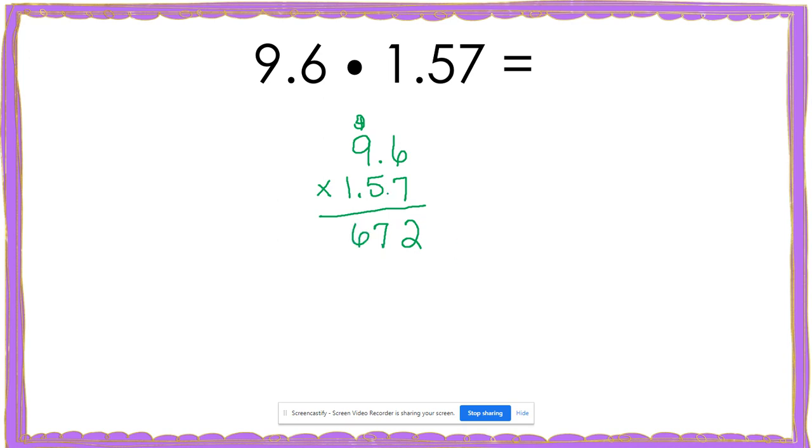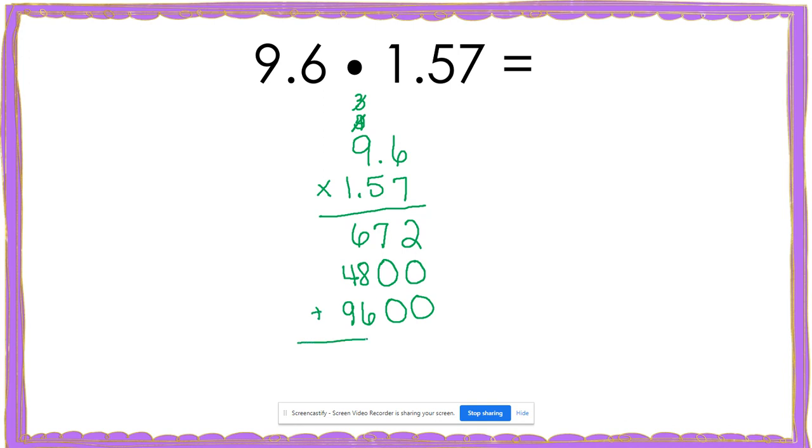Now I need to go over to my 5, which means I need to place a 0 as a placeholder. 5 times 6 is 30, so I write a 0, and I'm going to carry my 3. 5 times 9 is 45, and 45 plus 3 is 48. Now I need to go over to this 1. Because I'm going over again, this time I need to have 2 zeros as my placeholders. 1 times 6 is 6. 1 times 9 is 9, and there was nothing that was carried.